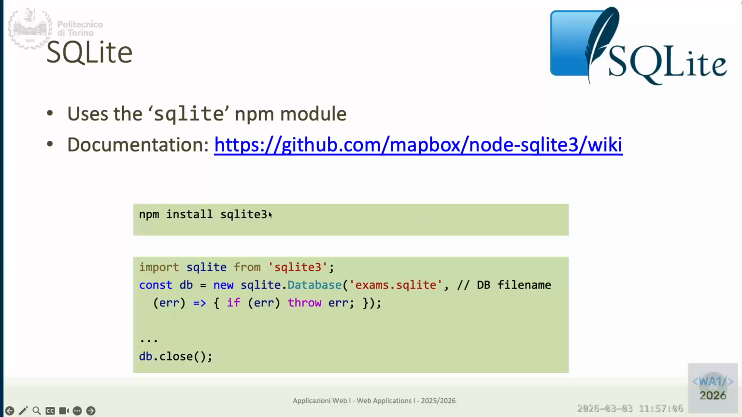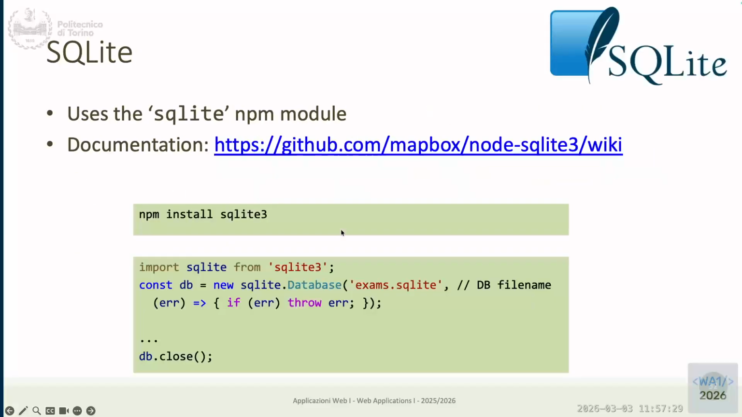Actually, sqlite3, not SQLite. There's a bit of mismatch, so let's be careful. I made a mistake yesterday. SQLite is the name of the library, and sqlite3 is the name of the package in npm that you need to install and refer to. But we'll see that in a moment.